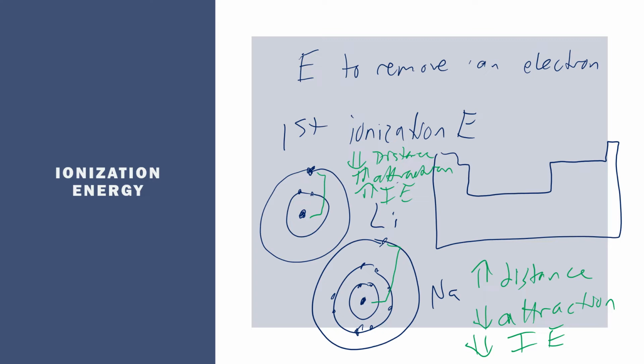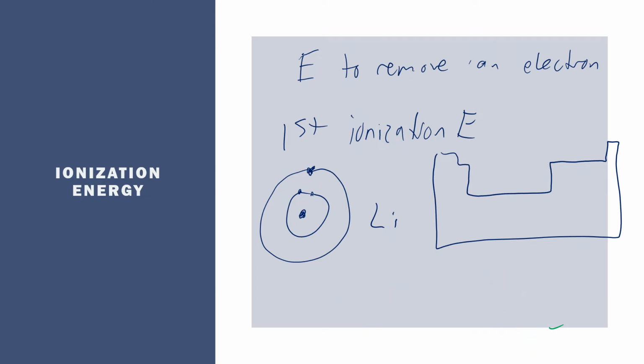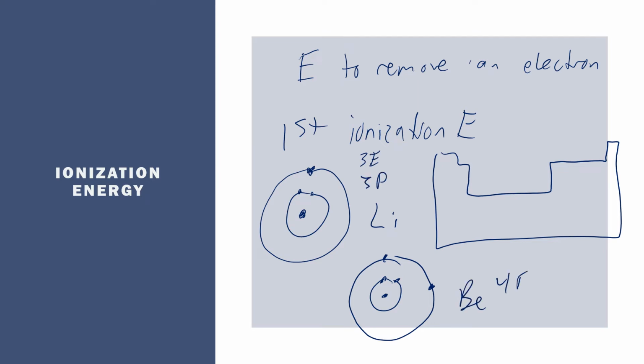Now let's talk about elements that are in the same period. So let's redraw some of this. Instead of sodium, let's look at beryllium, because lithium and beryllium are in the same period. Lithium has 3 electrons, 3 protons. Beryllium has 4 electrons and 4 protons. So 3 electrons, 3 protons, 4 electrons, 4 protons.